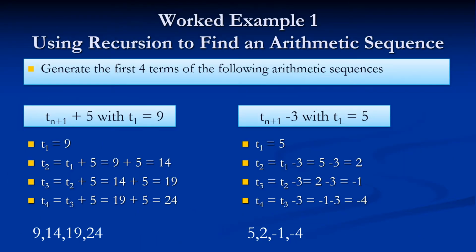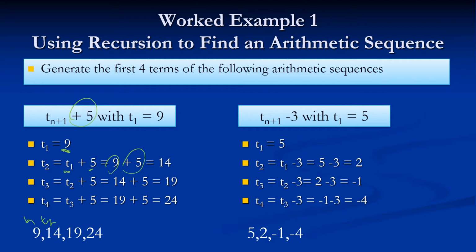So let's have a look at two arithmetic sequences. First of all, we want to generate, which means bring into existence, the first 4 terms of the following arithmetic sequences. We've got t(n+1) equals t(n) plus 5, with the first term starting at 9. To work out the second term, we take the first term plus 5, and since we started with the first term being 9, 9 plus 5 is 14. So t1 is 9, t2 is 14.